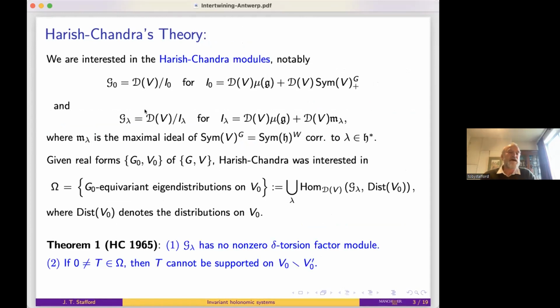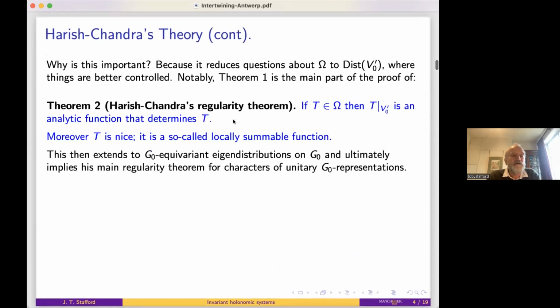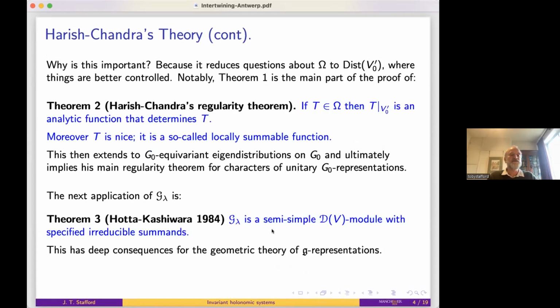The reason for that is if we go back to G lambda itself, we can view this in 3 different ways. First of all, we've got the module, or we can take the corresponding eigendistributions, or we can just take this left ideal I thought of as a system of differential operators. And that is the invariant holonomic system of differential operators. Holonomic because, of course, we've got a holonomic module. That's part and parcel of this theorem of Hotta and Kashiwara. They were interested in this result because it gives you some deep consequences for the geometric theory of G representations and also for Springer theory of Weyl group representations. So again, it has a lot of applications.